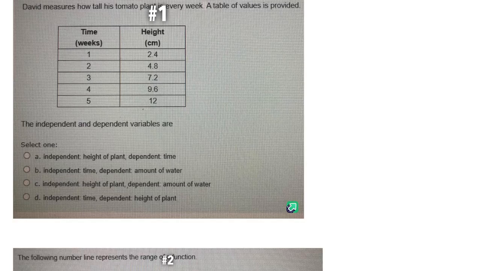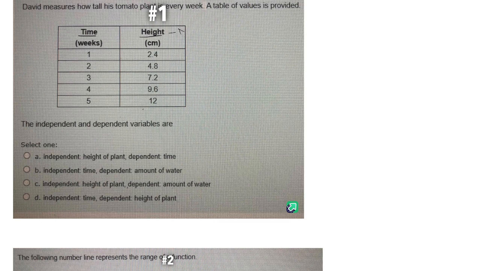David measures how tall his tomato plant is every week. A table of values is provided. So we're given time and height, and one of these has to be the independent and dependent variable. One thing to notice is the height will depend on the time. So the longer you go, the taller the plant will be.